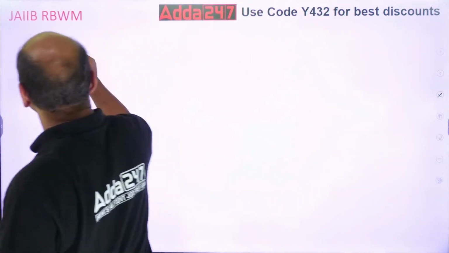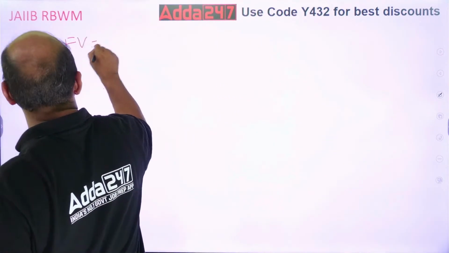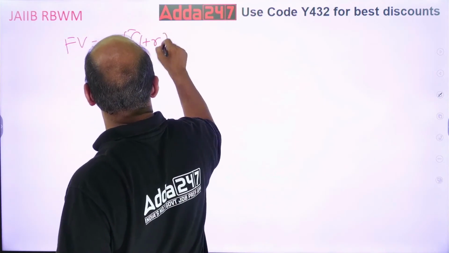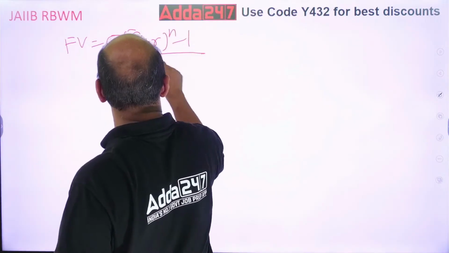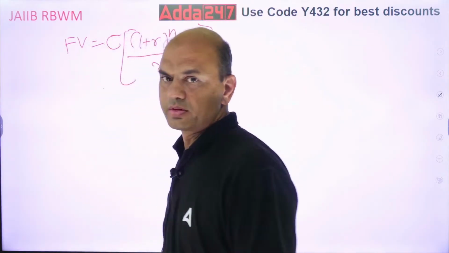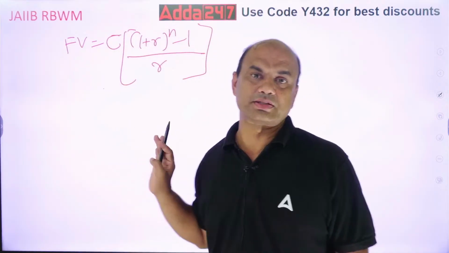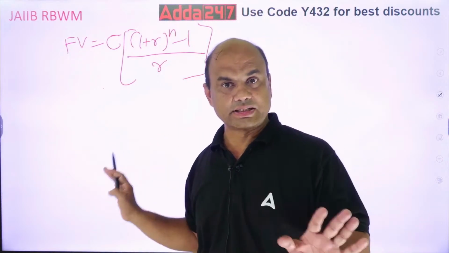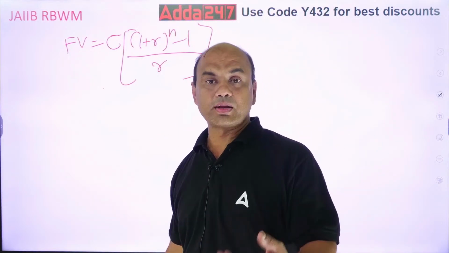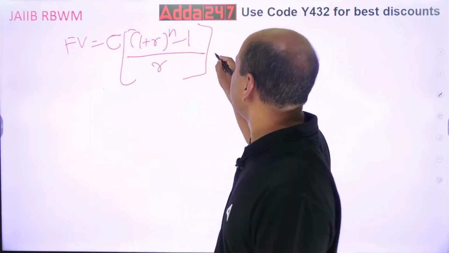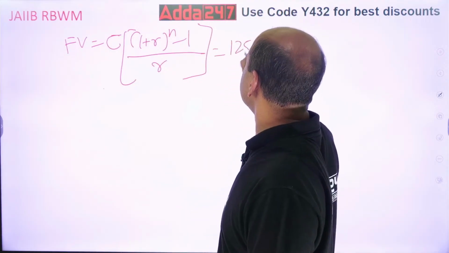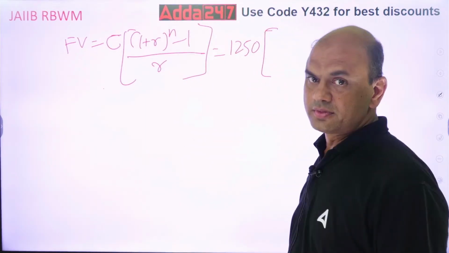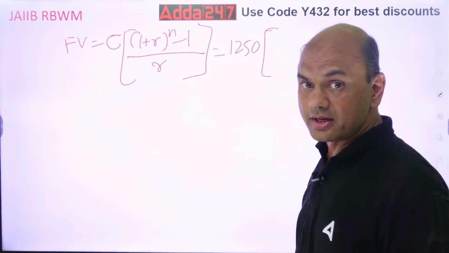Future value equals C into (1 plus R) raised to n minus 1, the whole upon only R. That is the only difference. So now what happens? Try this everyone. Again I am doing the same thing. 1250 into, what is 1 plus R raised to n? This we have already found out. 1.498, right?